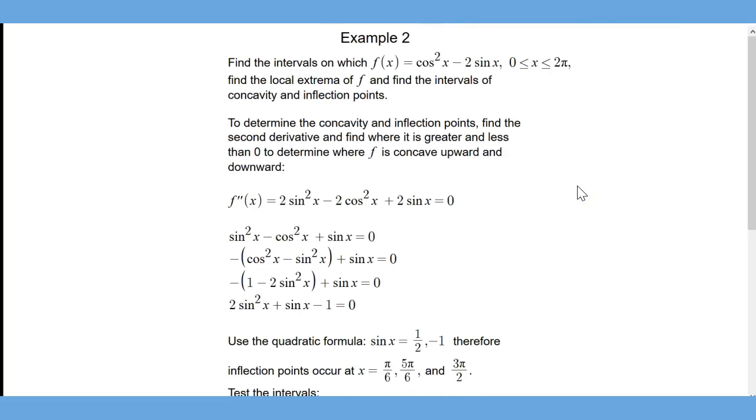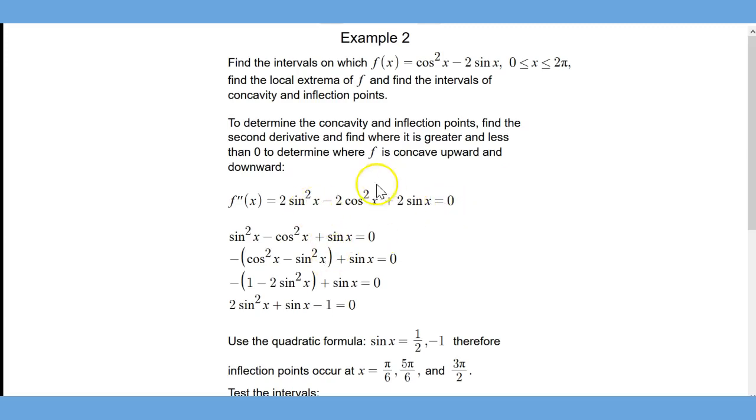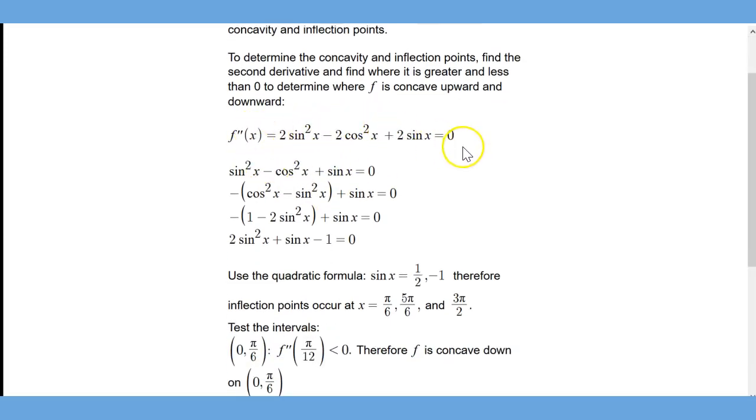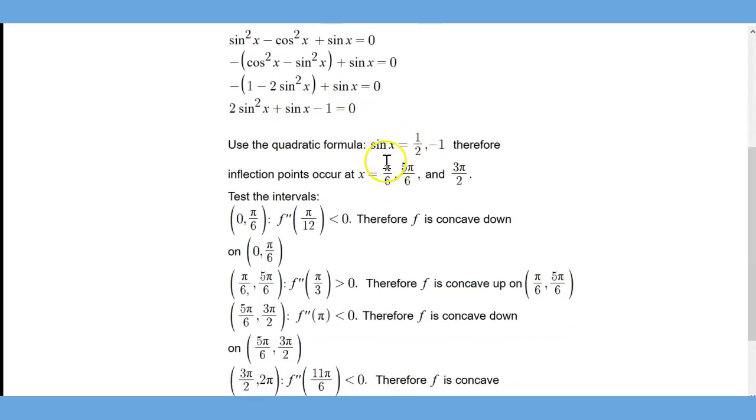So now we're going to determine the concavity and the inflection points. So we'll find the second derivative, which is this equation. And to find the inflection points, which is where it changes concavity, we'd need to set this equal to 0 and solve. And so using a trig identity here to get everything in terms of sine, and then using the quadratic formula with sine x instead of x.